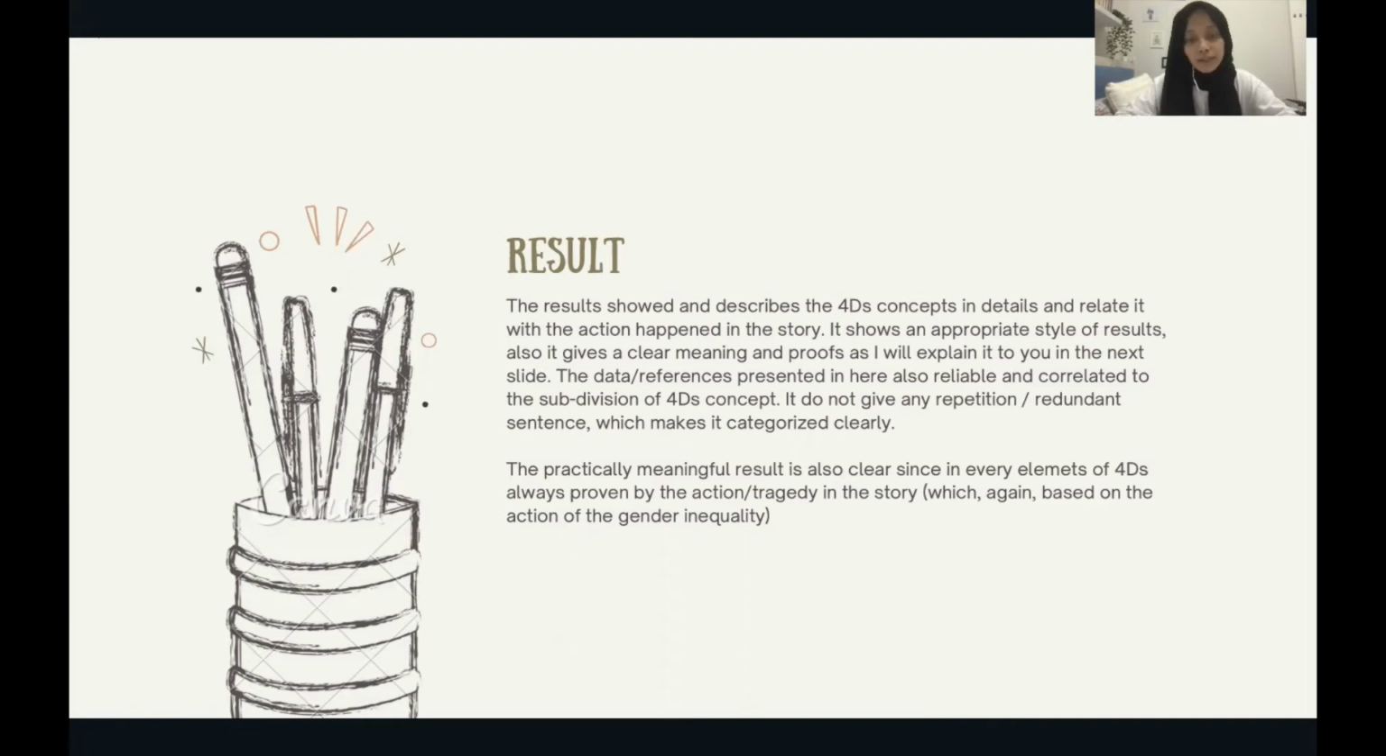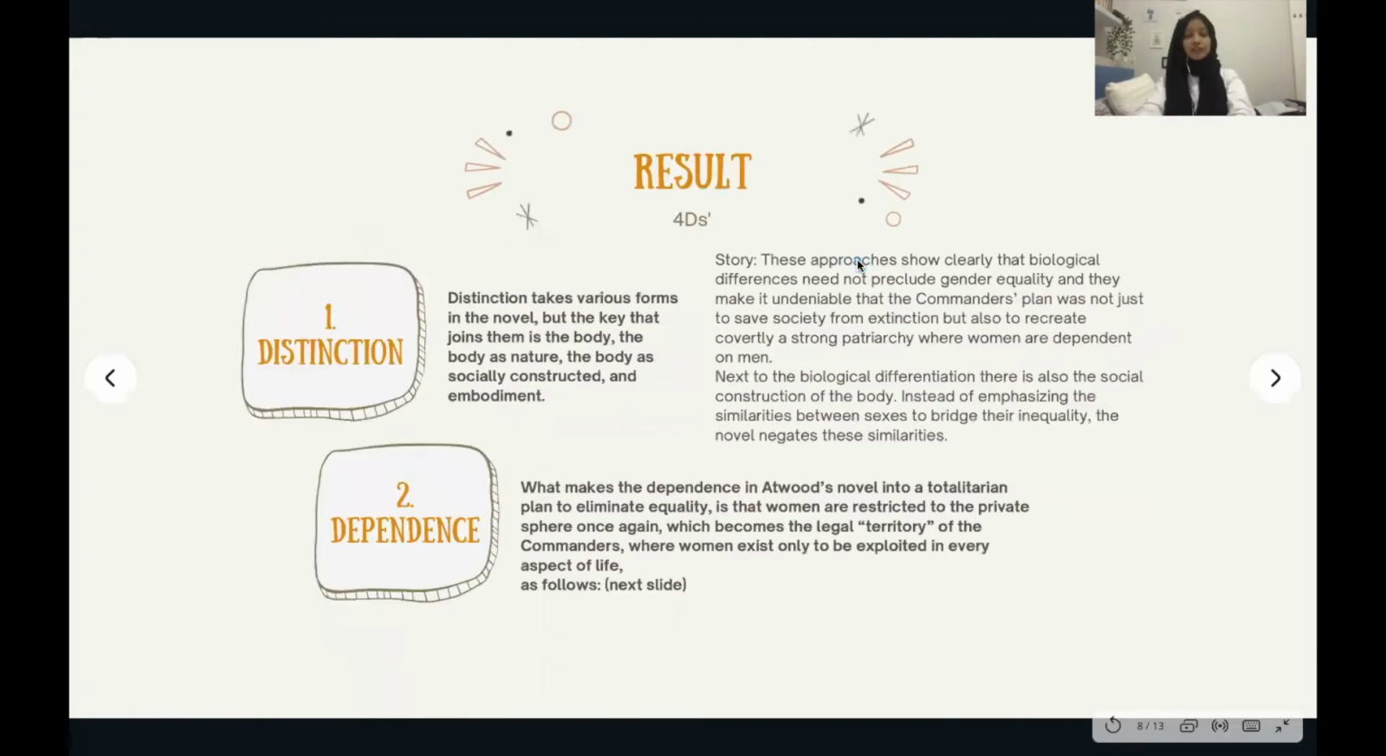The practically meaningful result is also clear since every element of the 4Ds is always proven by the action or tragedy in the story, which again is based on the action of gender inequality in the story. And for the result of the 4Ds concept, the first one is distinction. Distinction takes various forms in the novel, but the key that joins them is the body as nature, the body as socially constructed, and embodiment.